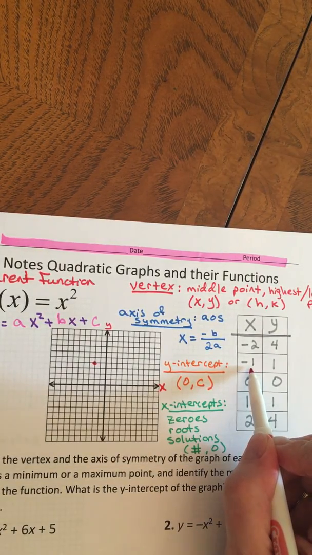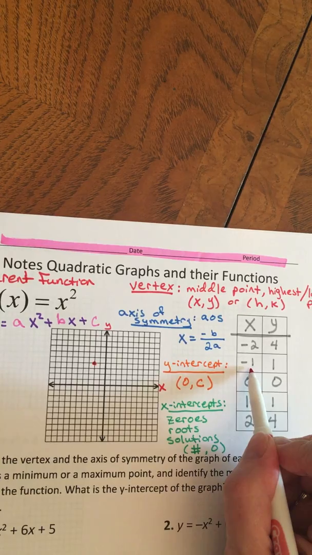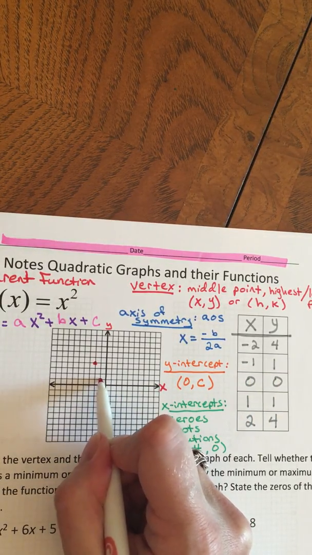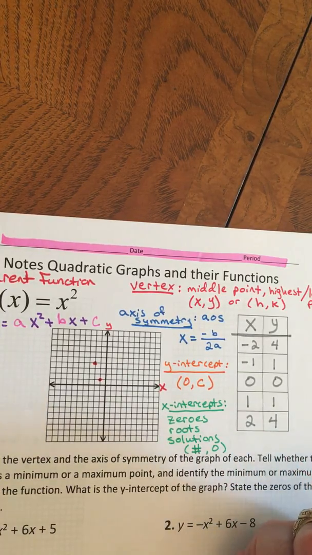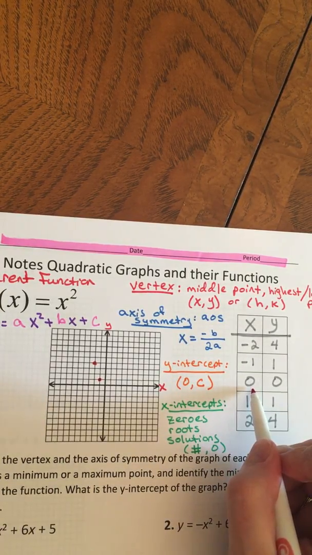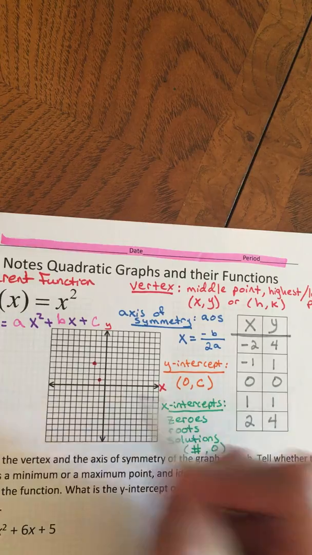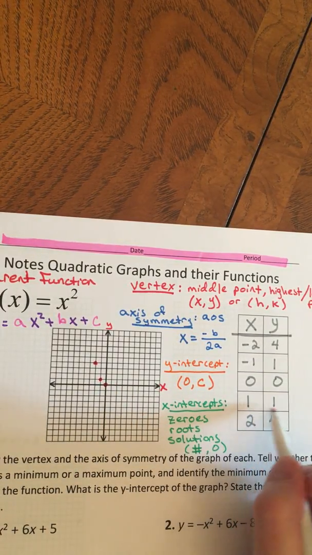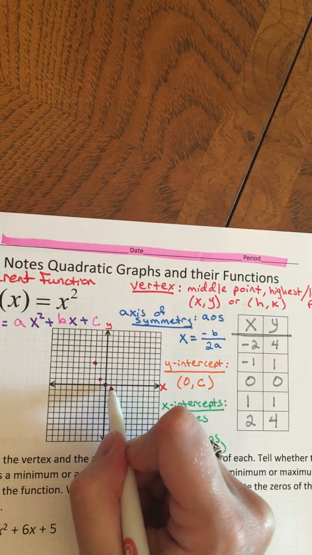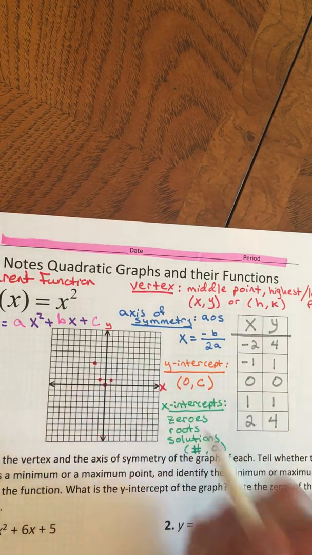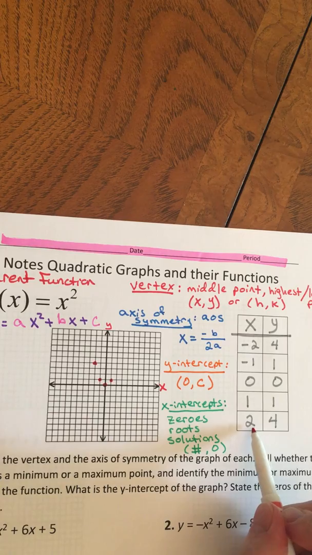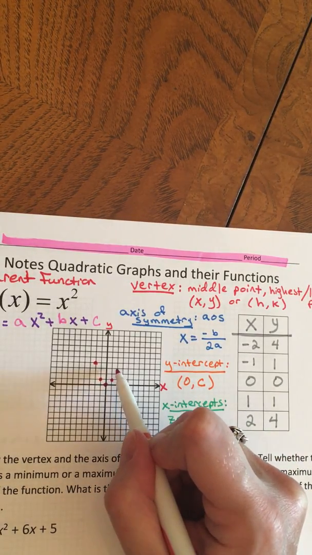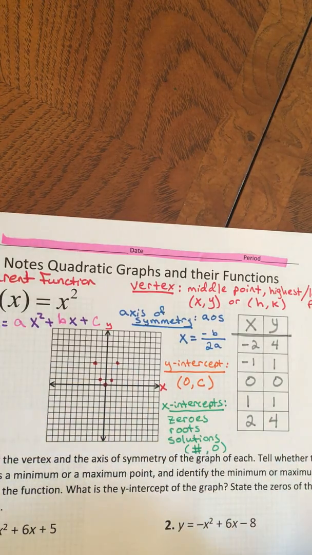Next point, -1, +1. Left 1, up 1. From the center, from the origin. Third row, third point, 0, 0, right there at the origin. Let's go to the right, +1, +1. Right 1, up 1. And then finally, to the right 2, up 4. Again, from the center, go right 2, up 4.